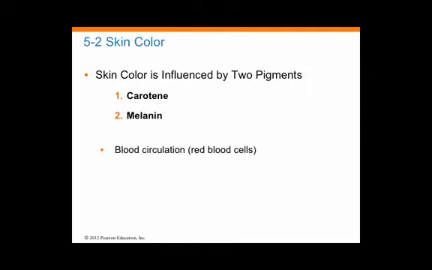There are many variations of skin color throughout all the populations of the world. Skin color is influenced by two pigments that are produced in the epidermis, keratin and melanin. Blood circulation in the underlying dermis will also influence skin color as well.